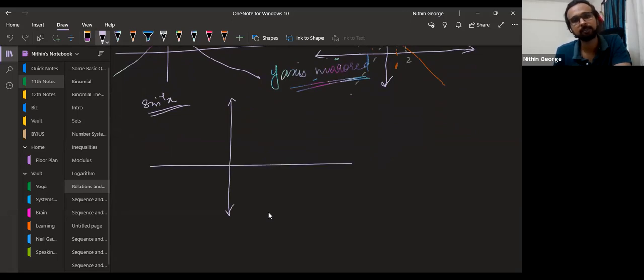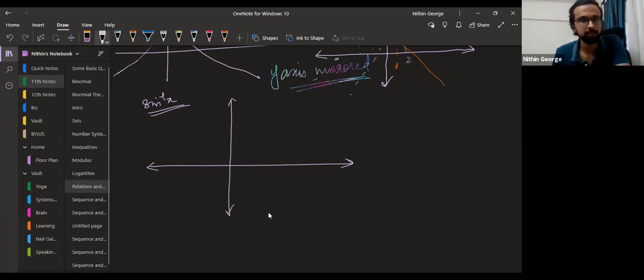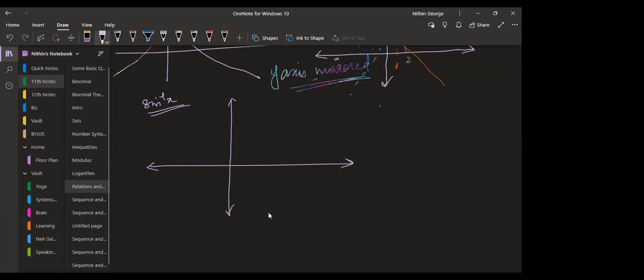Sin inverse x. Have you heard of this function? Yes, sir. Okay. Do you know how to get the inverse of a graph? No, sir. Any function is given to you, you're asked to find the inverse. Okay, so the trick is simple.